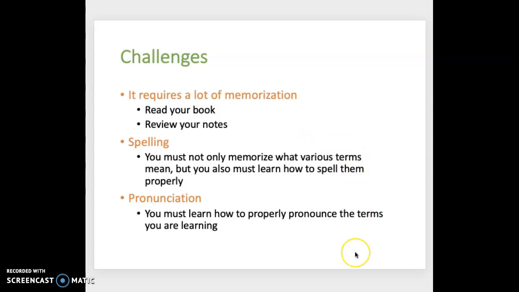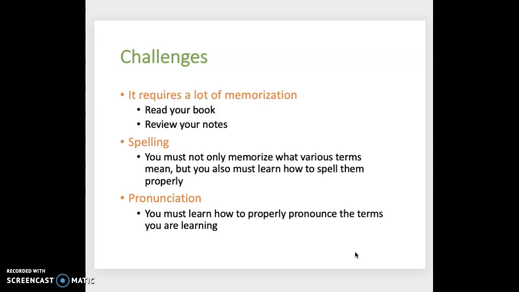So it does require a lot of memorization. It does require you to take the time to look at the book and to review your notes. The more time you spend, not necessarily just reading, but practicing medical terminology, practicing using the terms and building words, the better you'll become at it.